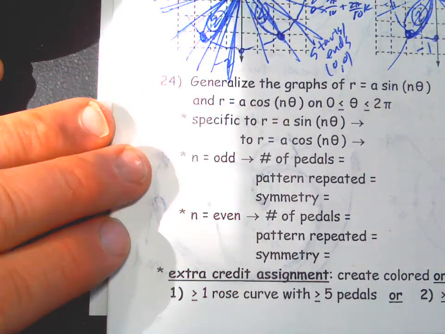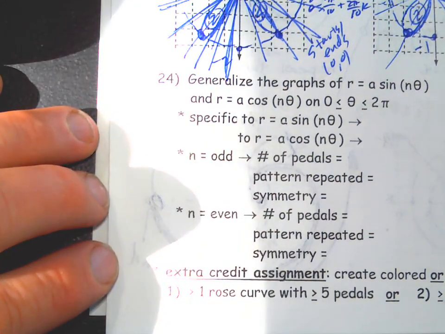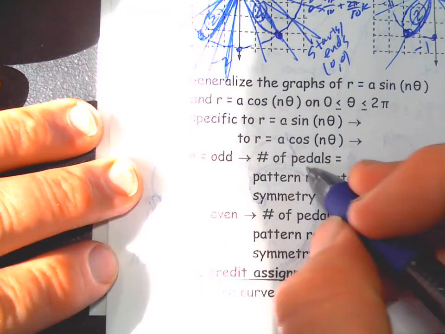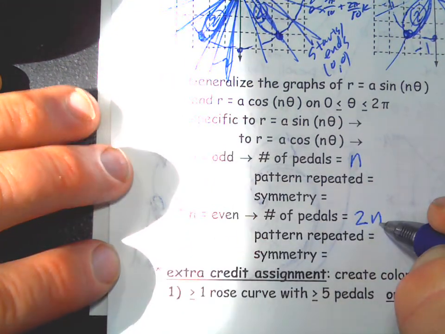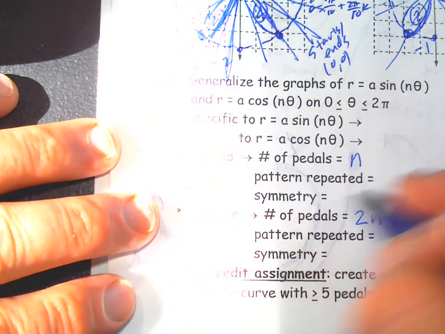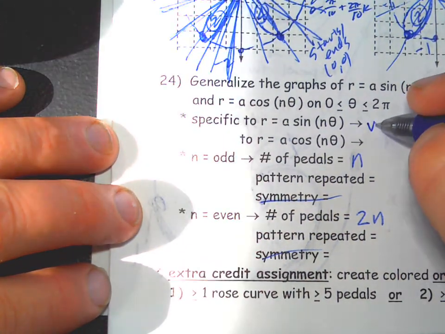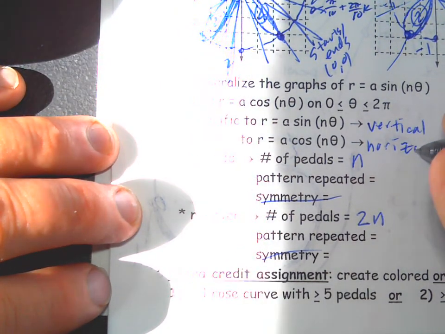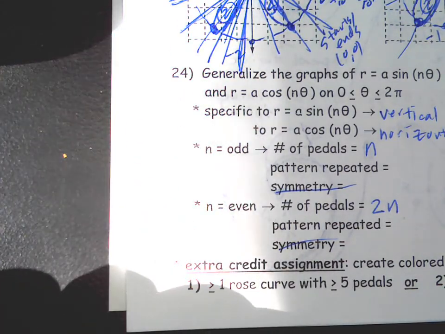So generalize these rules. If n is odd, number of petals equals n. If n is even, number of petals is 2n. The pattern created. Don't worry about symmetry. I mean, you figure it out. But this is going to have sort of a vertical orientation to it. This is going to have a horizontal orientation to it. And that's true for all these different polar shapes that involve trig.